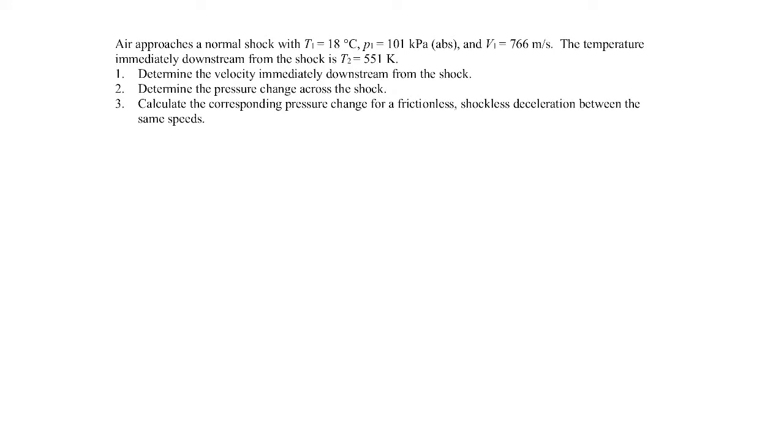Okay, in this example, we're told that we have air approaching a normal shock. So let's sketch this out. Here's our normal shock. We have some air approaching it, and we're told what the temperature is there. So we're given T1, P1, and the velocity there. Let's go ahead and write those out.